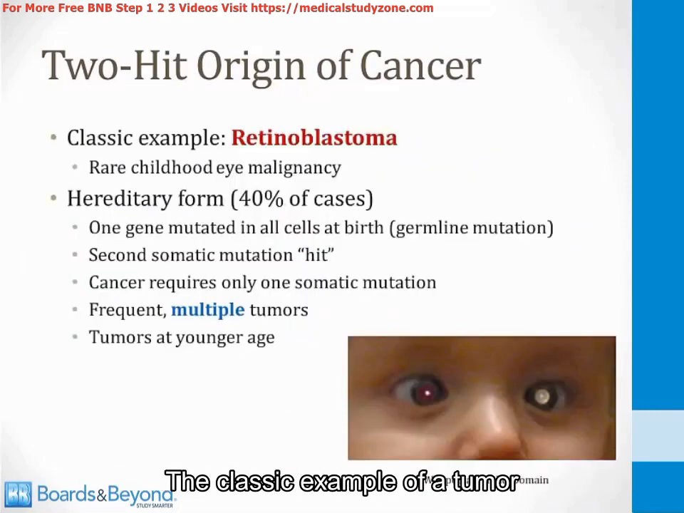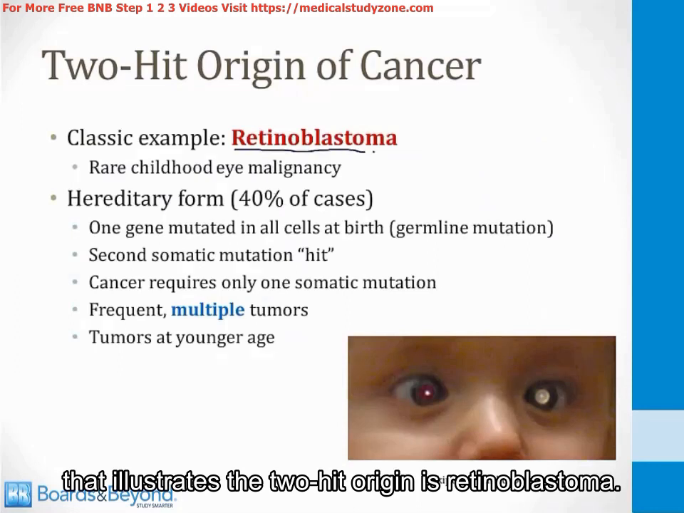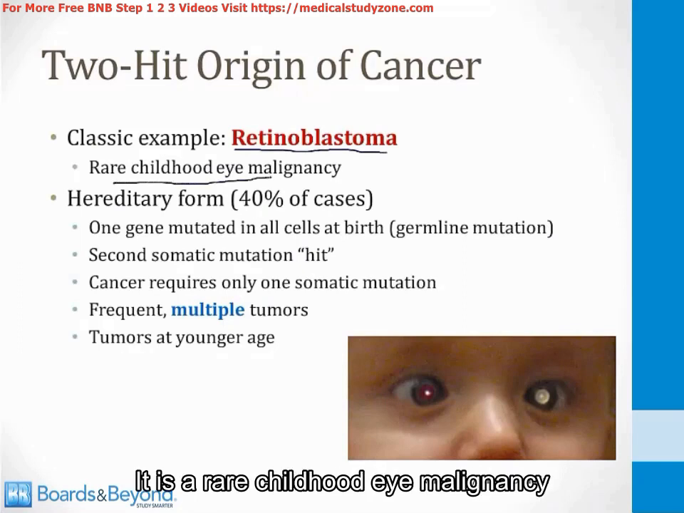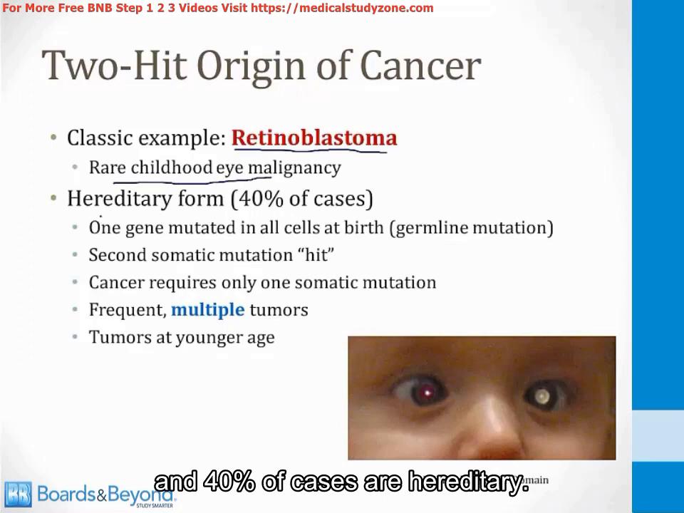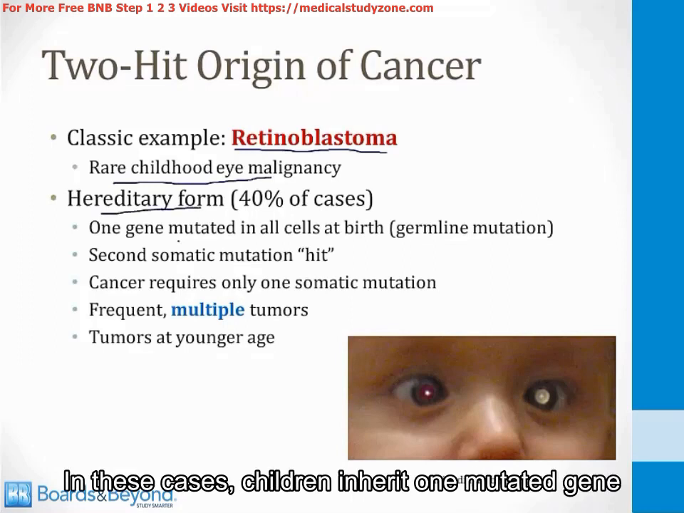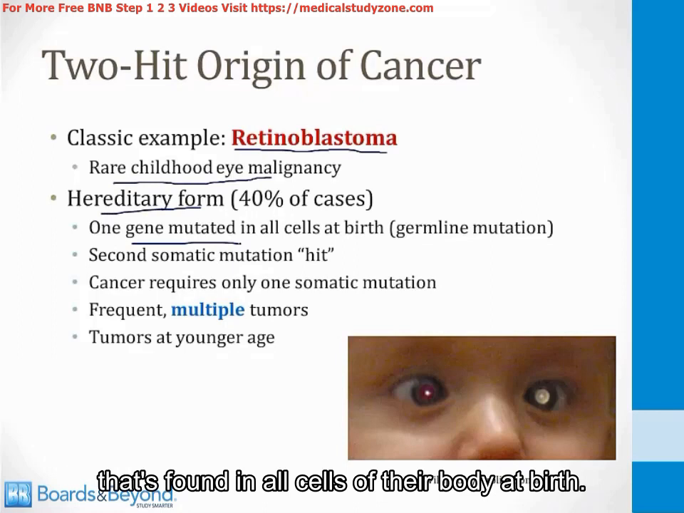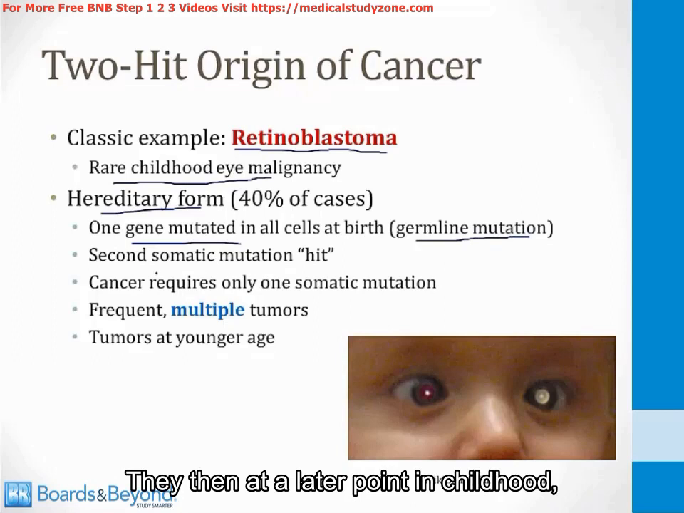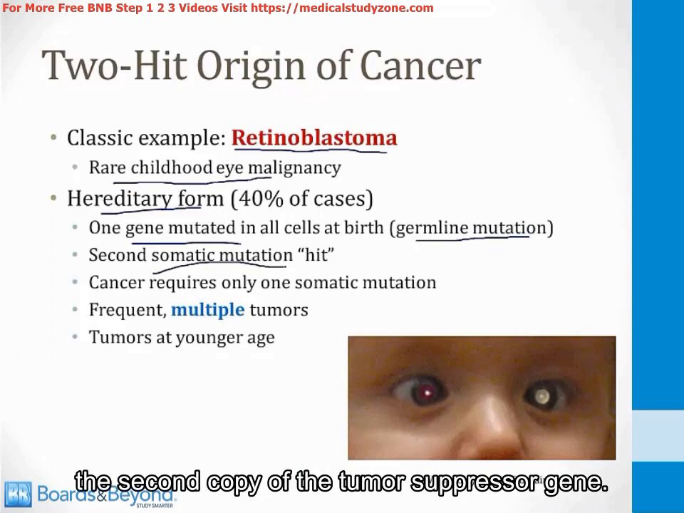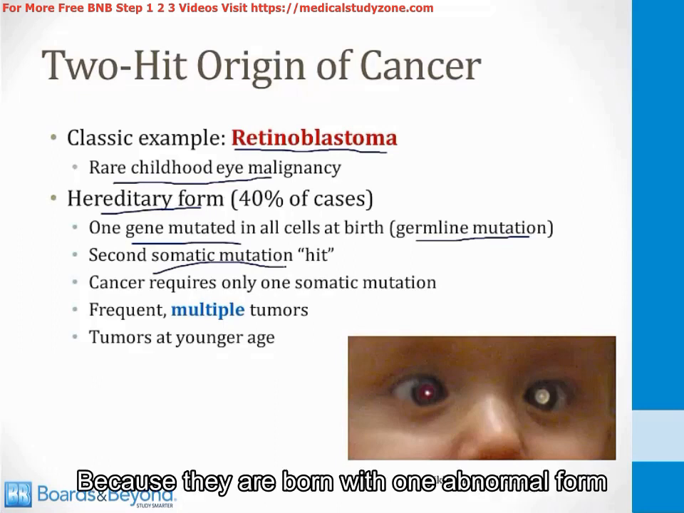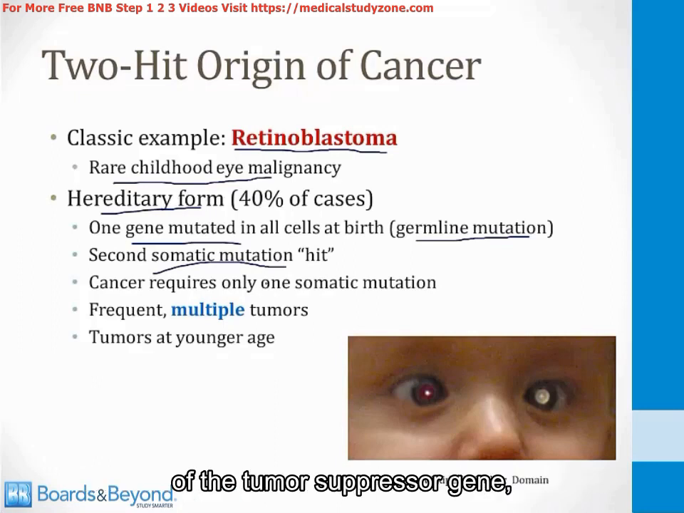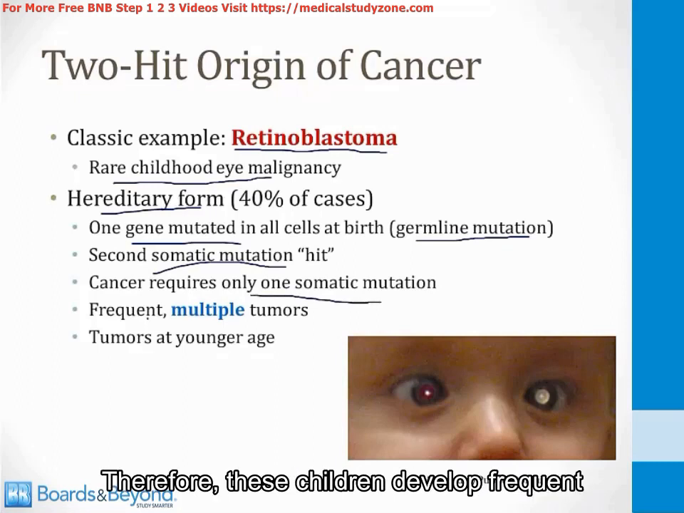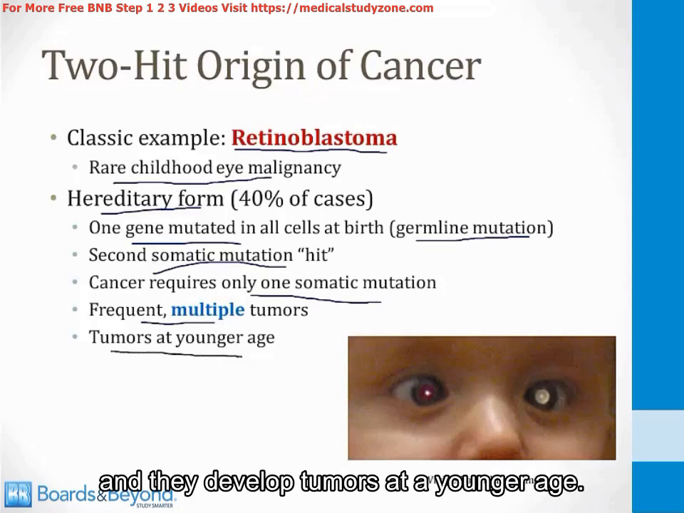The classic example of a tumor that illustrates the two-hit origin is retinoblastoma. This is the tumor in which the two-hit origin of cancer was originally described. It is a rare childhood eye malignancy, and 40% of cases are hereditary. In these cases, children inherit one mutated gene that's found in all cells of their body at birth. This is an example of a germline mutation. They then at a later point in childhood get a second somatic hit that takes out the second copy of the tumor suppressor gene. Because they are born with one abnormal form of the tumor suppressor gene, cancer requires only one somatic mutation in order to develop. Therefore, these children develop frequent and multiple tumors, and they develop tumors at a younger age.